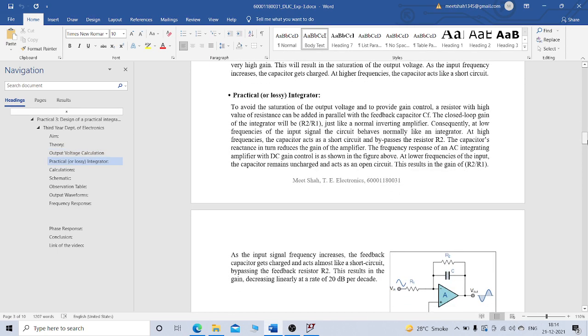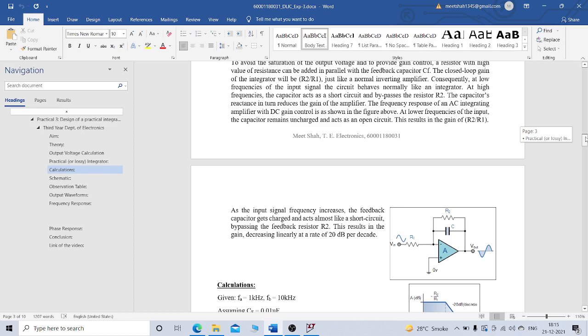Practical integrator. To avoid the saturation of the output voltage and to provide gain control, a resistor with high value of resistance can be added in parallel with the feedback capacitor CF. The closed loop gain of the integrator will be R2 upon R1, just like a normal inverting amplifier. Consequently, at low frequency of the input signal, the circuit behaves normally like an integrator. At high frequency, the capacitor acts like a short circuit and bypasses the resistor R2. The capacitor's resistance in turn reduces the gain of the amplifier.